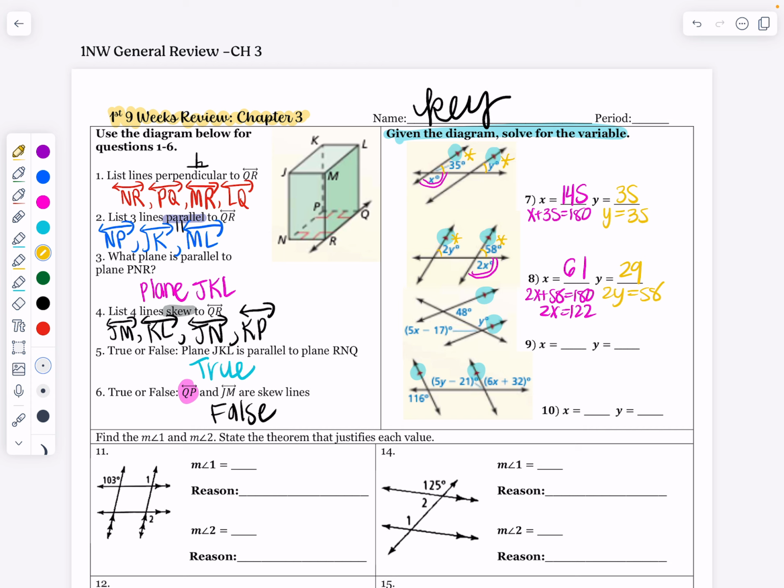All right, let's look at this next one. Now, this is kind of interesting. This 5y minus 21 is actually pointing here. It's just a terrible picture. So that's my acute angle. There's 5y minus 21. The other two are obtuse angles.